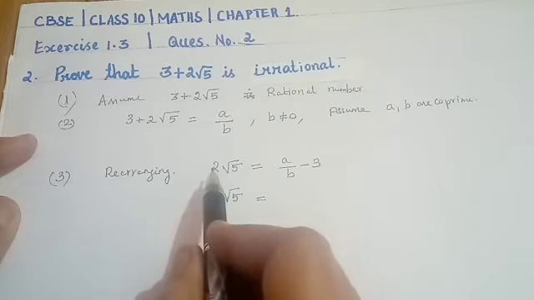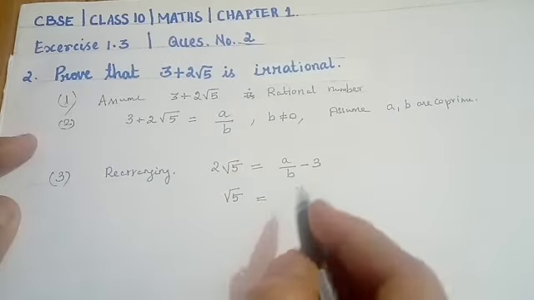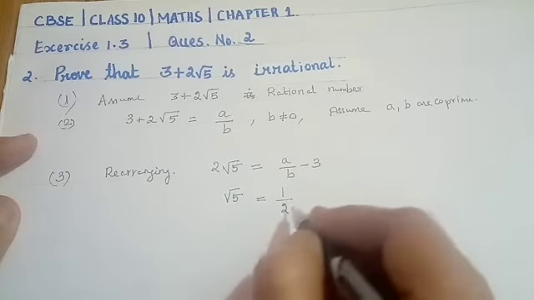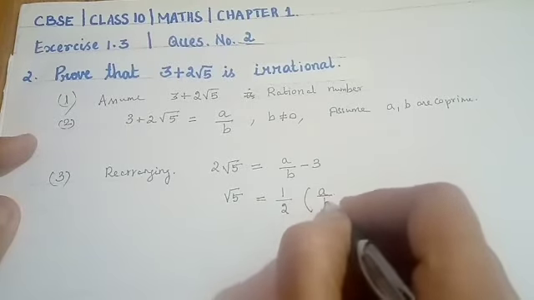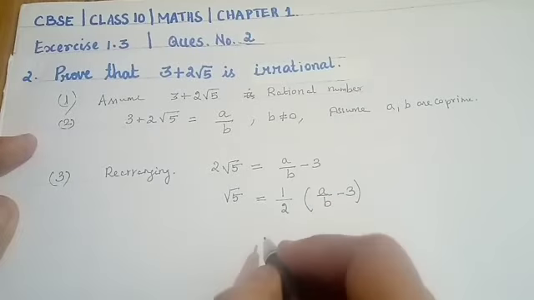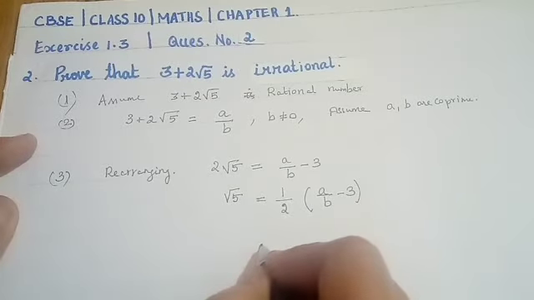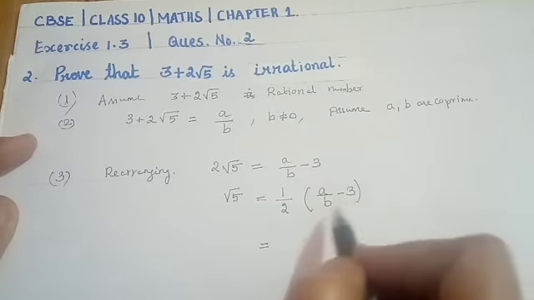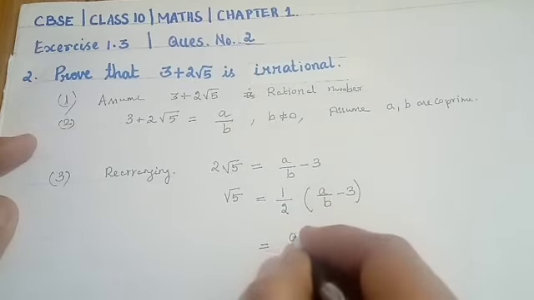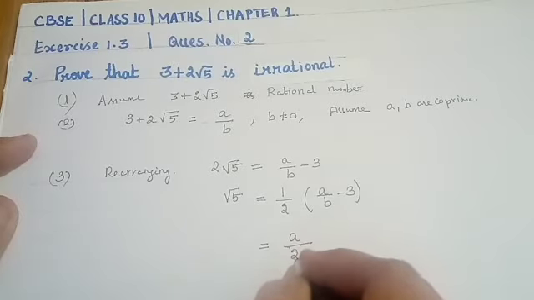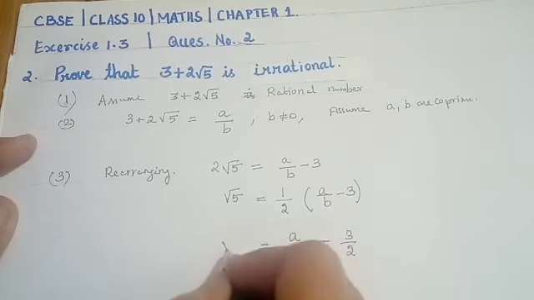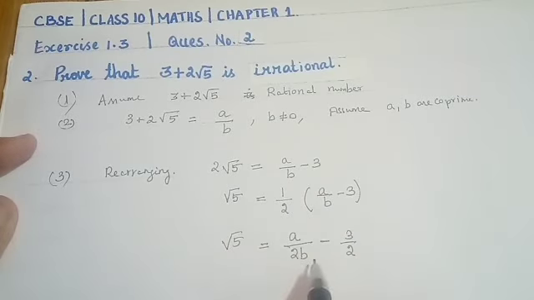This is in the product form. Therefore, if it goes to the other side, it goes to the denominator. Okay, 1 by 2 times a by b minus 3. If you multiply 1 by 2 with a by b, you get a by 2b, and you will get minus 3 by 2. So 2 root 5 equals a by 2b minus 3 by 2.